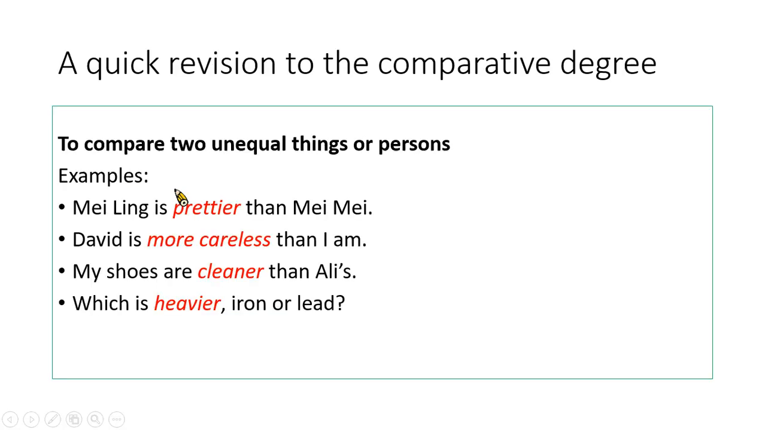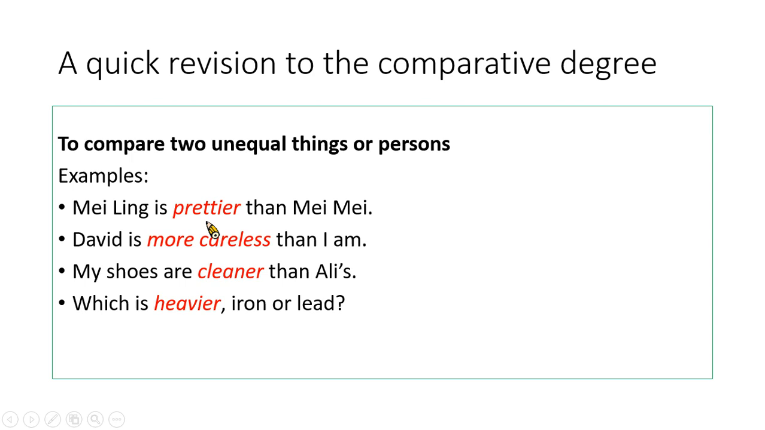Before we start our lesson today, let's have a quick revision of the comparative degree. We have learned the comparison of adjective and adverb. So when do we use the comparative form? We use it to compare two unequal things or persons. For example, Mei-Ling is prettier than Mei-Mei.